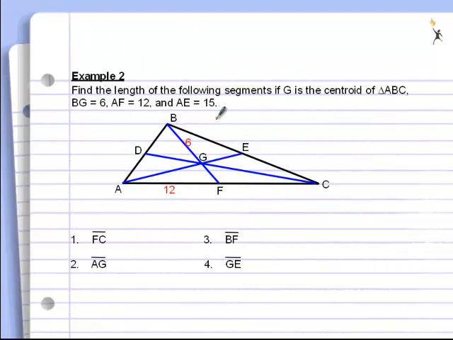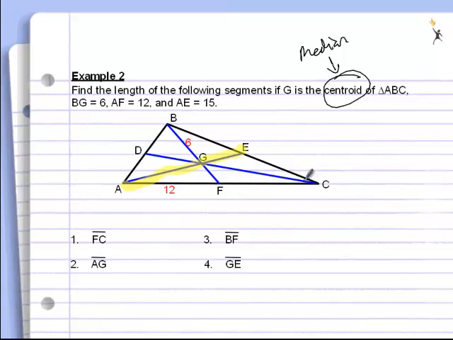Now let's actually try and find some information. In example 2, we're given triangle ABC, where G is the centroid. So we're dealing with medians again. Remember, centroid means median. We're told to find the length of the following segments if BG is 6, if AF is 12, and if AE is 15, meaning the entire length from A to E is 15.